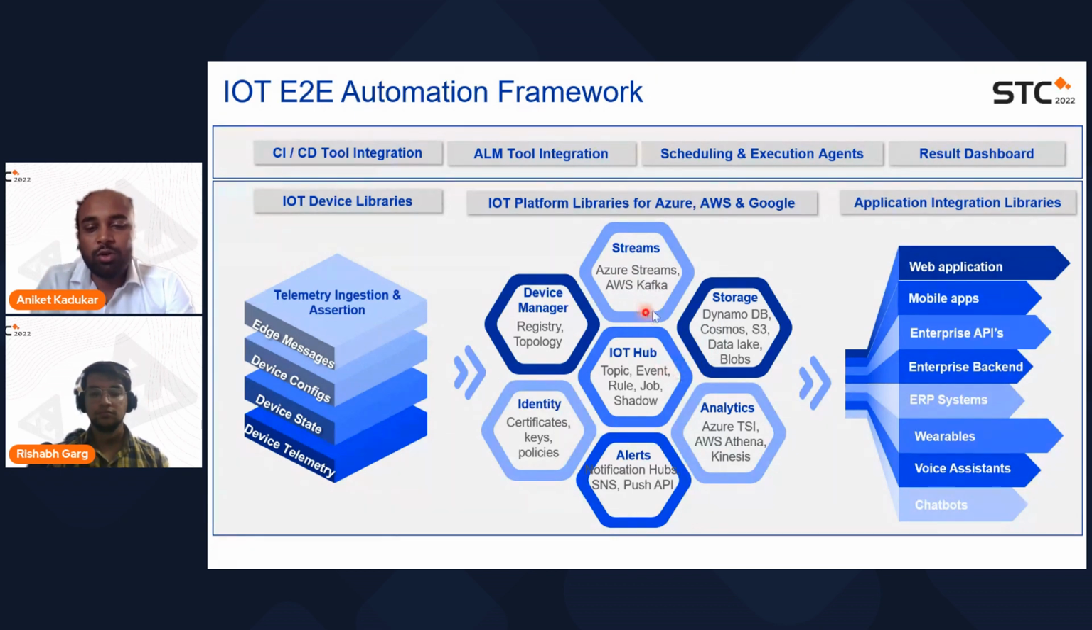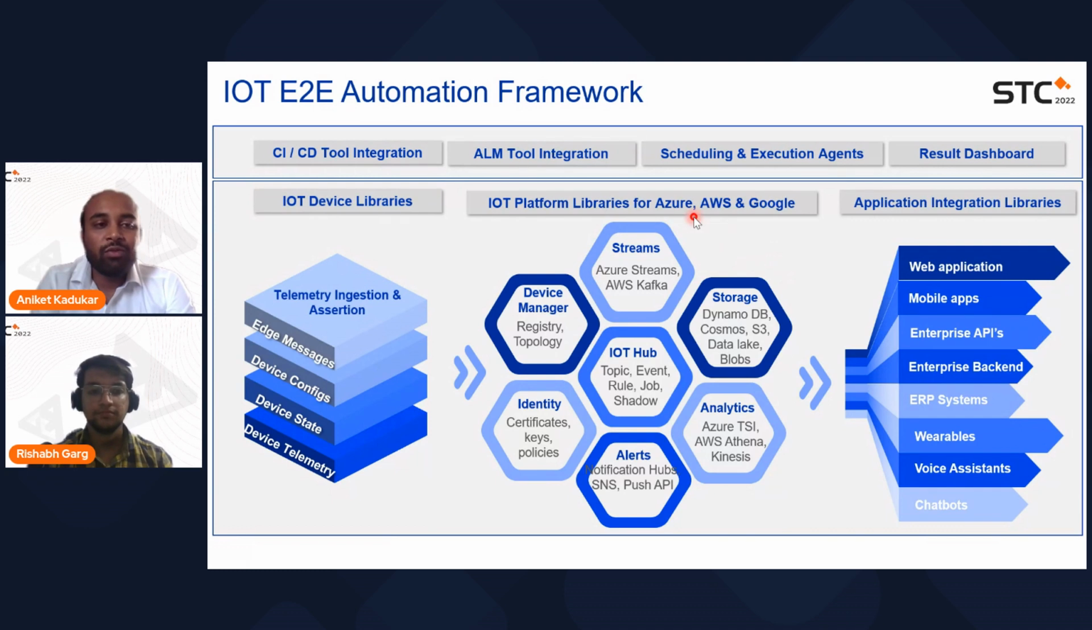Apart from all this testing, we can perform web application tests, mobile application tests, enterprise API tests, enterprise backend tests, ERP systems, wearable voice assistant, as well as chatbot testing using this automation framework. This automation framework also has the ability to integrate with a CI/CD tool. We can integrate with ALM as well as the Jira tool. It also has the capability of scheduling and execution of agents, and it will show the results on the dashboards.